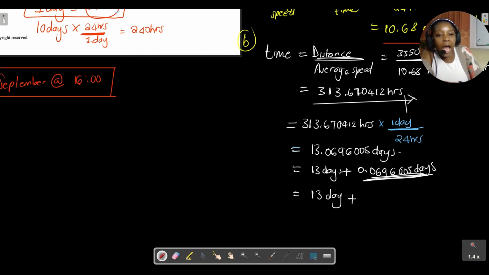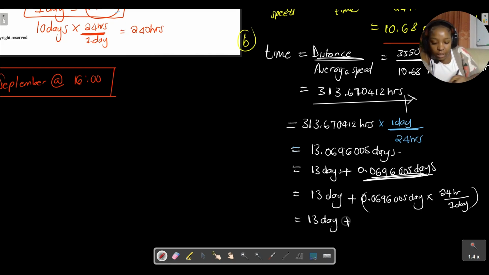Okay, so I'm going to plus. How can we convert these days into hours? The same thing, 0.0696005 days multiplied by 24 hours divided by 1 day, okay? So it's going to be 13 days plus 0.0696005 multiplied by 24 over 1. It's just 1.6704048 hours. We can then also change these hours into hours and minutes.